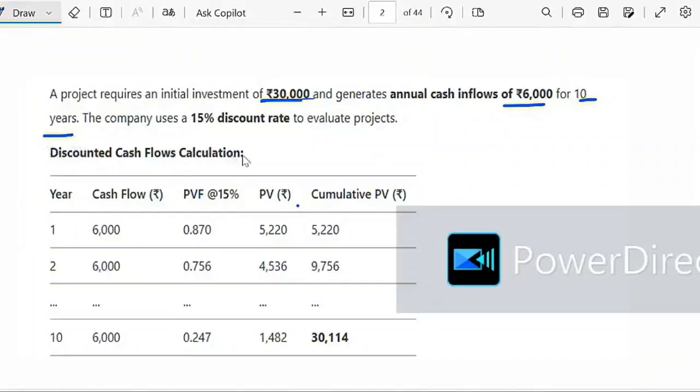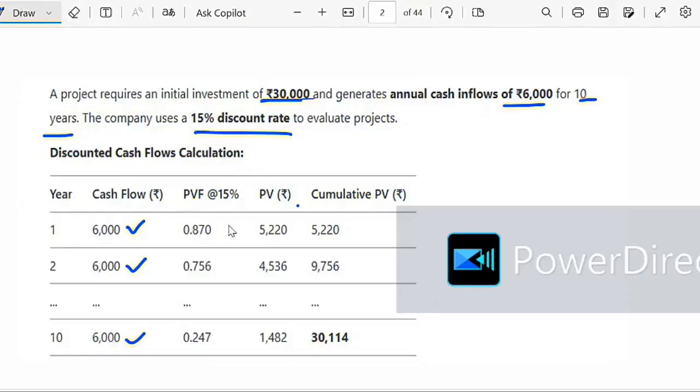For 10 years, and the company uses a 15% discount rate to evaluate the project, right? As you can see, the same thing has been shown in the form of a table. So these are the cash flows. First year it will receive 6,000, second year also 6,000, third year 6,000, till the 10th year it will receive 6,000.